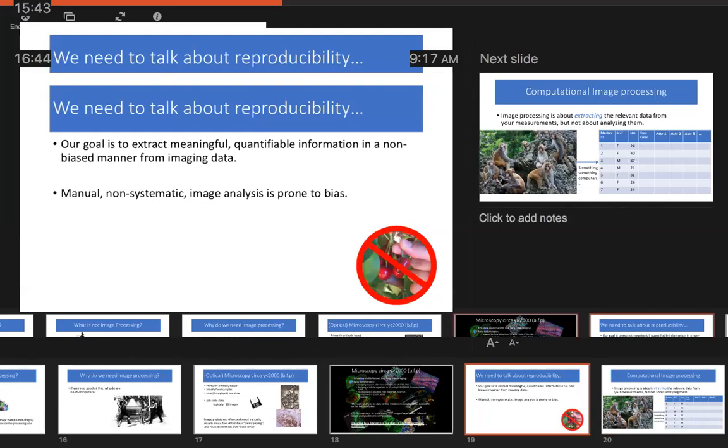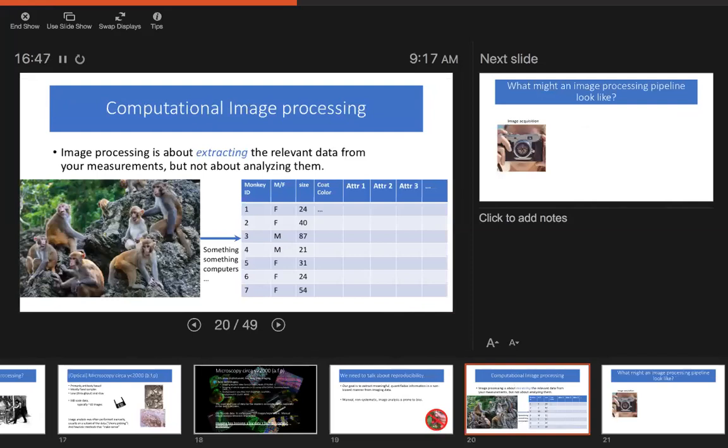And so what computational image processing is: we take this image, we do something that relates to computers to it, and we get on the other side a list of features, in this case, monkeys. Each monkey has an ID, a number, some characteristic of its sex, some characteristic of how big it is, and whatever, right? So we extract whatever features we want out of this data, and this is kind of the goal of computational image processing.